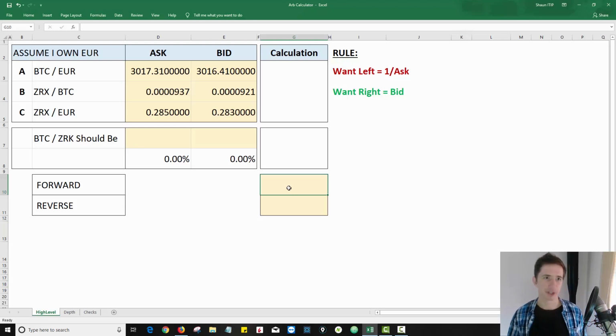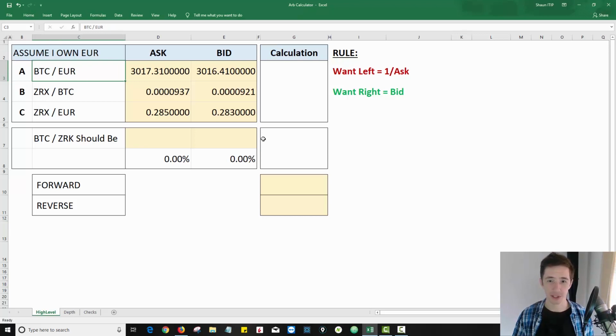Now, this time I'm going to assume that I actually own euros, because the reality is these, what I call the base coin over here, euro, Bitcoin, euro, are more than likely going to be the actual currency or coin that you're holding on an exchange. It's unlikely that you're going to be sitting on an exchange with ZRX and that you're going to trade ZRX. So it makes sense to calculate an arbitrage opportunity from this side.